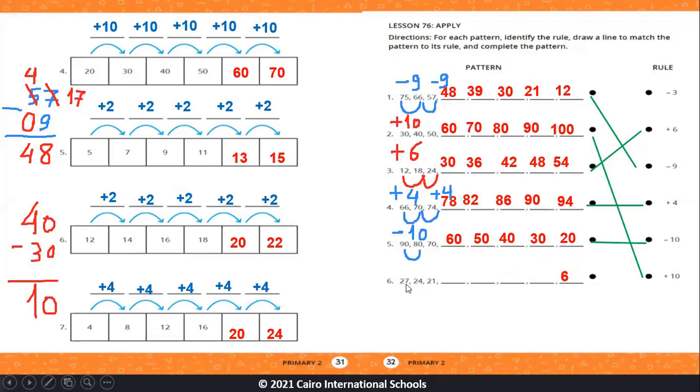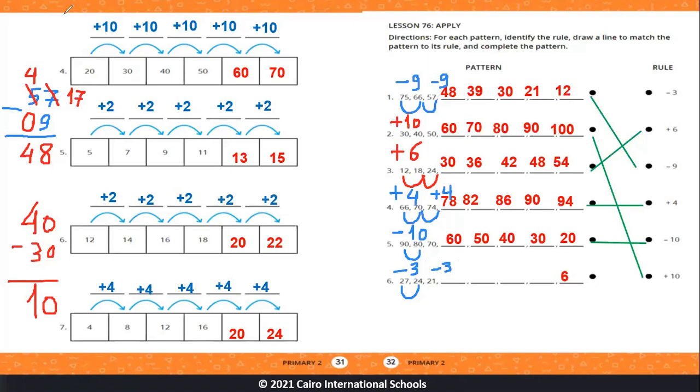What happened here? Are numbers increasing or decreasing? Yeah, great, bravo. Numbers are getting decreased. It's decreased, so I will write minus. Minus what? Count from small number to big number. After 24, 25, 26, 27. So we are subtracting 3. Let's check again. Count from 21 to 24. After 21, 22, 23, 24. So we are subtracting 3.